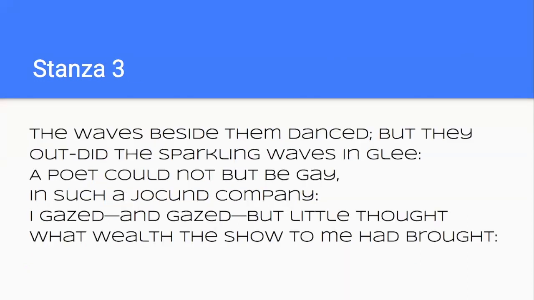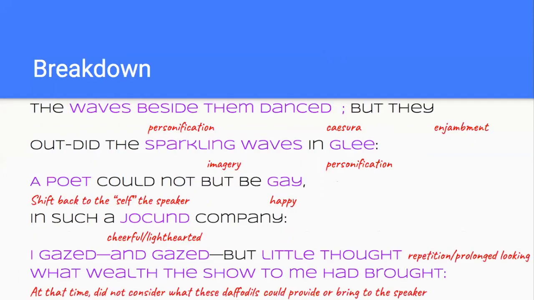Our next stanza continues and says, the waves beside them danced, but they outdid the sparkling waves in glee. A poet could not be but gay in such a jocund company. I gazed and gazed, but little thought what wealth the show to me had brought. And breaking that down, let's look. It says the waves beside them danced. So the them is the daffodils, and the waves is the bay that it's right by, which is a body of water.